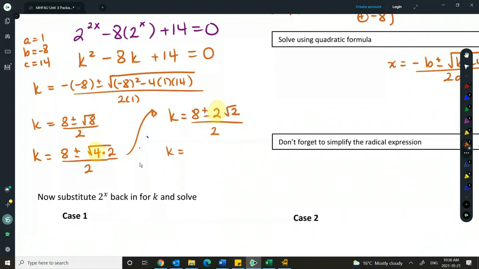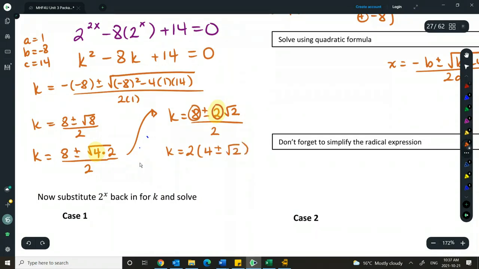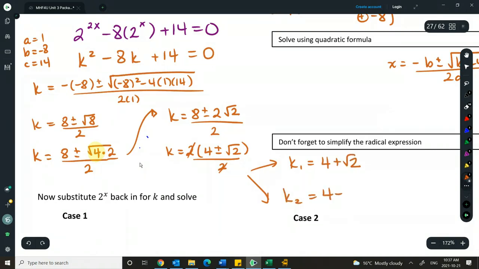Yeah, so basically I'll just common factor a 2 out from the top. I'll be left with 4 plus or minus. If I divide this by 2, I get 4. If I divide this by 2, I'm just left with root 2. So common factor, or in other words, we just divide everything by 2 other than underneath the root, and then these will cancel. So I have 2 options for k. I have a case 1 and a case 2. K option 1 will be 4 plus root 2. K option 2 will be 4 minus root 2.